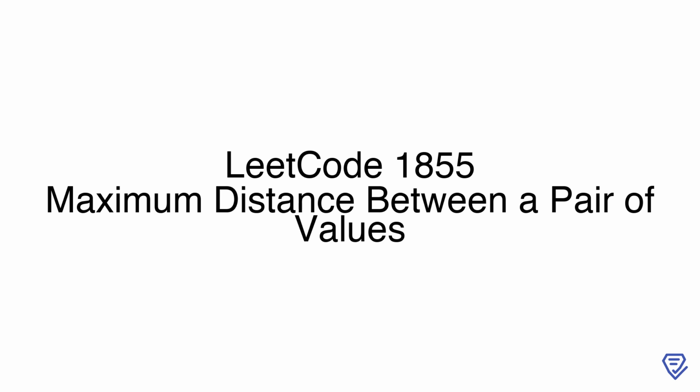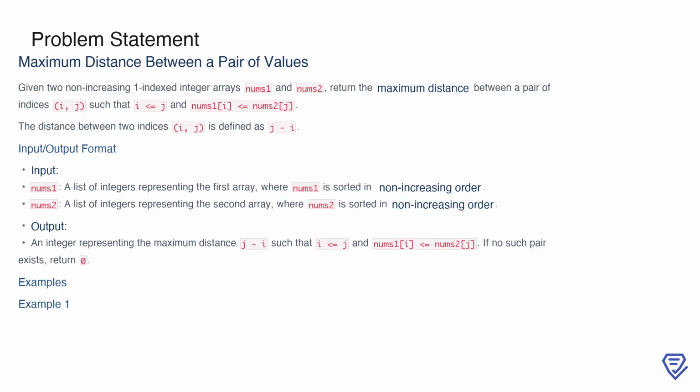Let's get started. The problem asks us to find the maximum distance between a pair of indices, i, j, from two given arrays nums1 and nums2. These arrays are sorted in non-increasing order, meaning the values decrease as the indices increase.